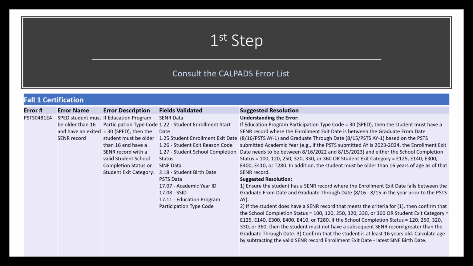So we always suggest consulting the CALPADS error list when troubleshooting any error. And as you can see, we have the error number, the error name, the error description, field validated, and suggested resolution from left to right.